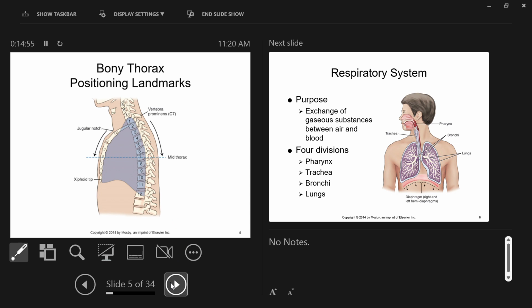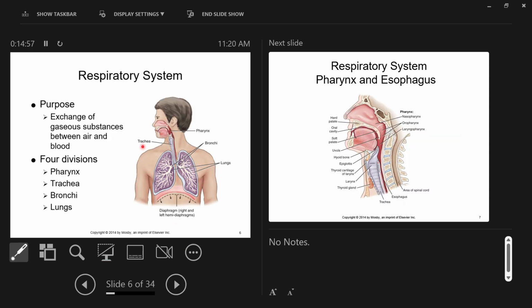Okay, let's talk a little bit about the respiratory system, what it is, what it's good for, what it looks like. In a chest X-ray, we consider the respiratory system all the way up to the trachea. Okay, so you're actually looking at the air-filled trachea in the throat on a chest X-ray.